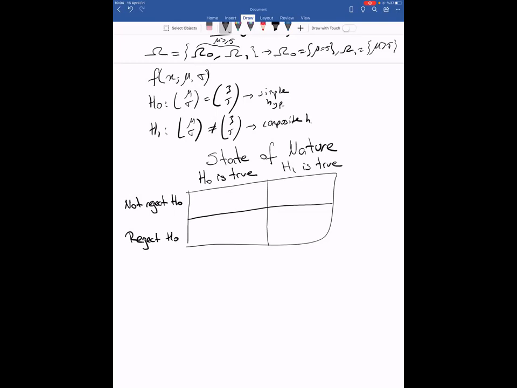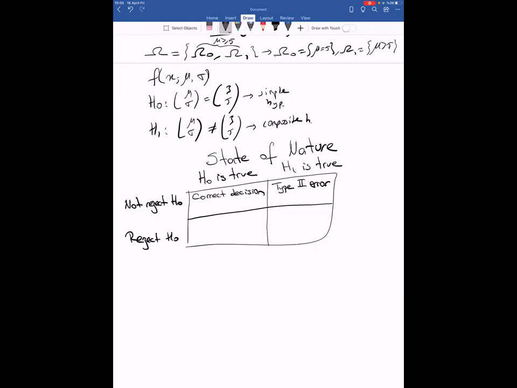So basically, when our null hypothesis is true, and we do not reject our hypothesis, then we are doing something correct. So we have a correct decision here. And when H1 is correct, but we cannot reject the null hypothesis, basically we are making an error. So we have a type 2 error. This is also sometimes known as a false negative.